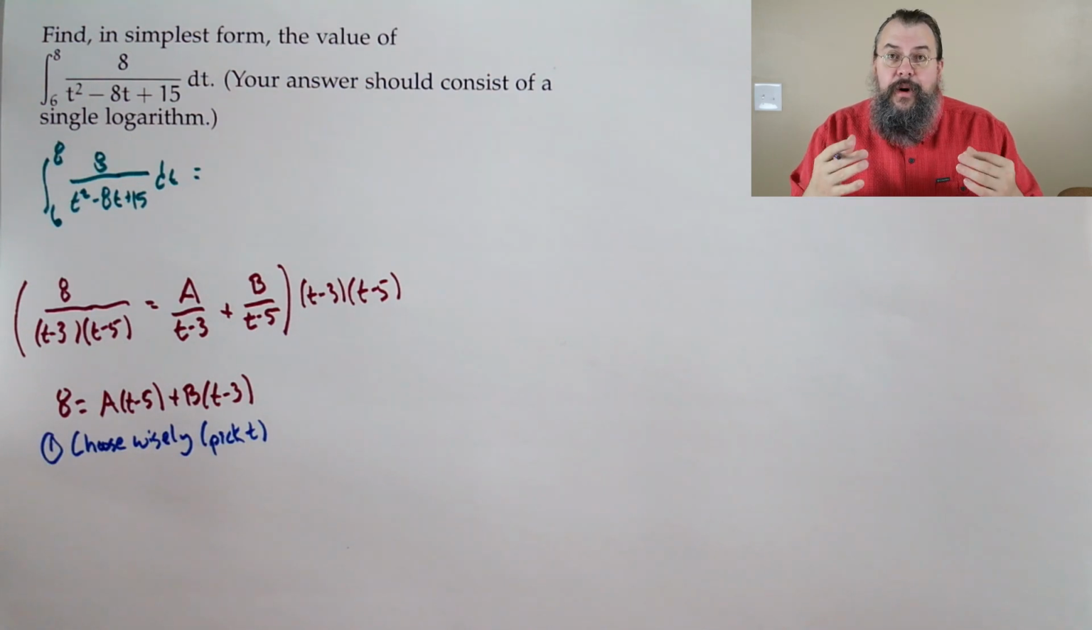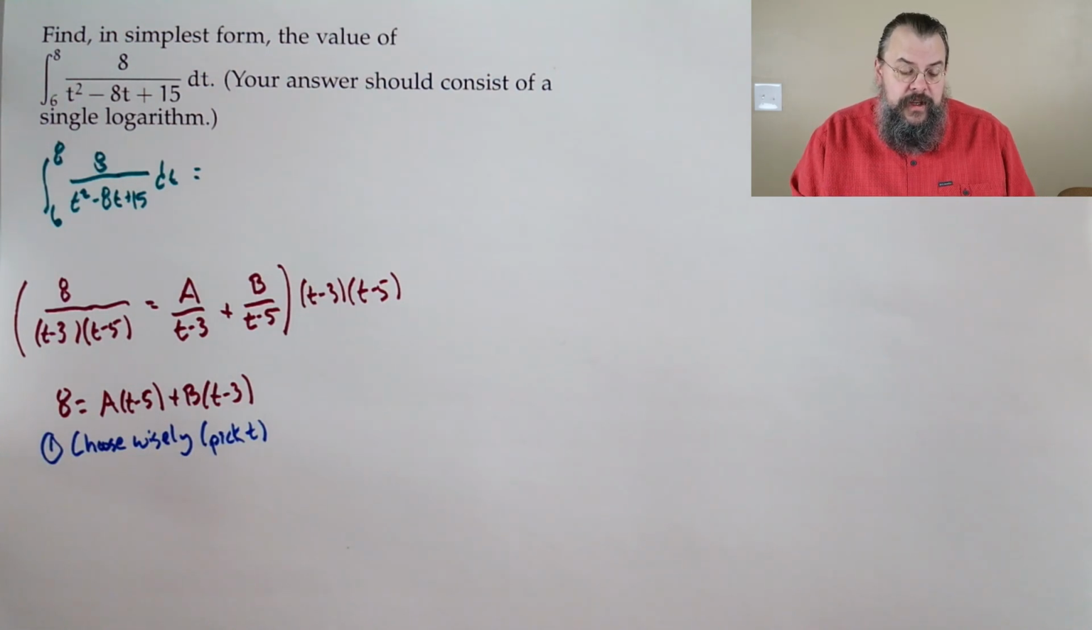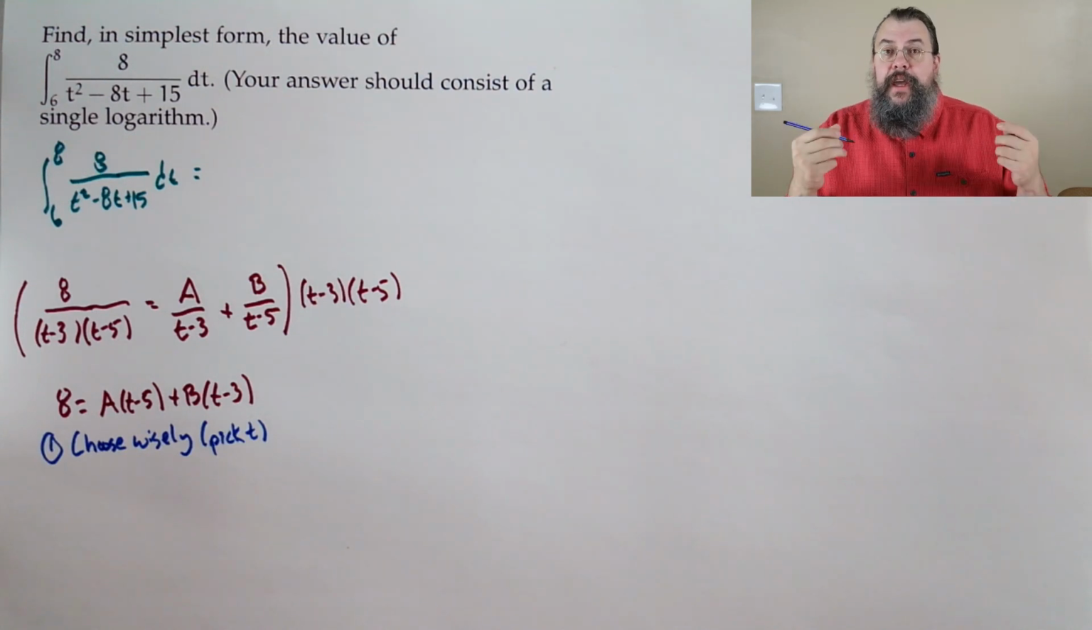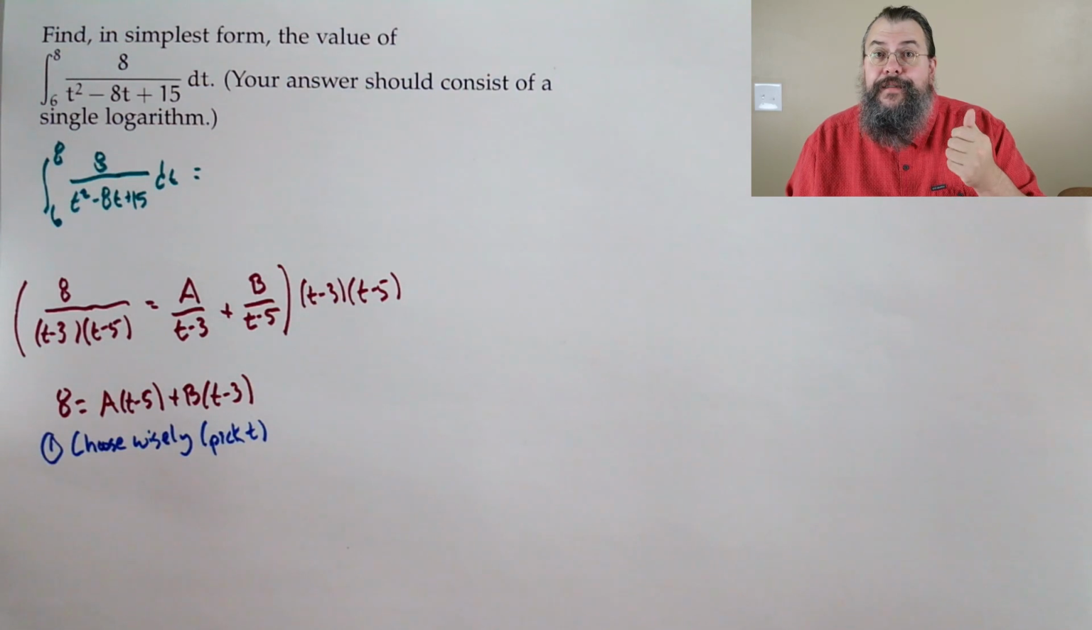And so that's why we say choose wisely. Well, what makes things easy? Well, if we can start getting zeros in there. So looking here, what are some good choices? Things that make zeros. Well, how about t equals 5?